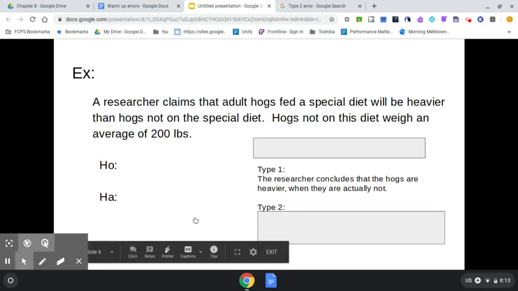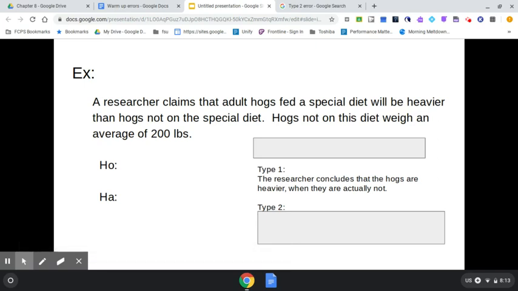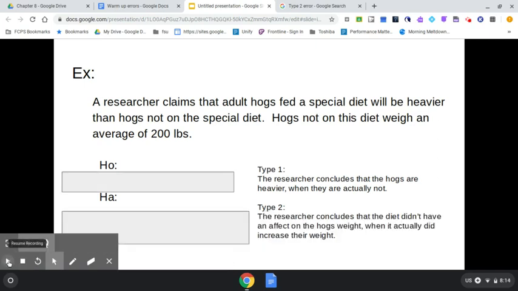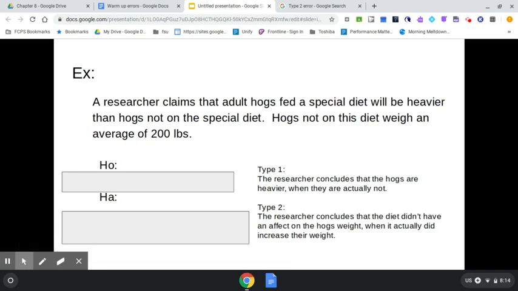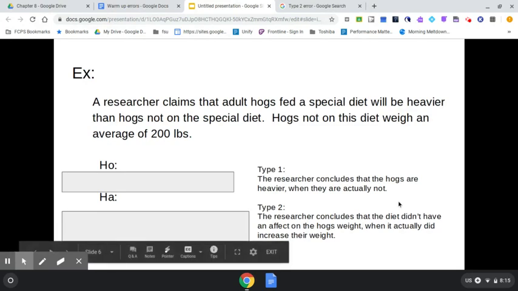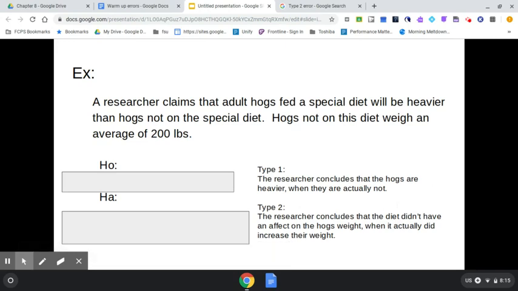The researcher is going to conclude that the hogs are heavier when they're actually not. Okay, and then the type 2 error, we do not reject the null when it's actually false. So a type 2 error is going to say the researcher concludes that the diet didn't have an effect on the hog's weight when it actually did increase their weight.